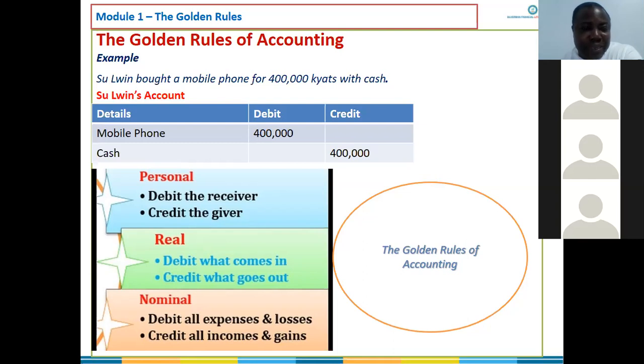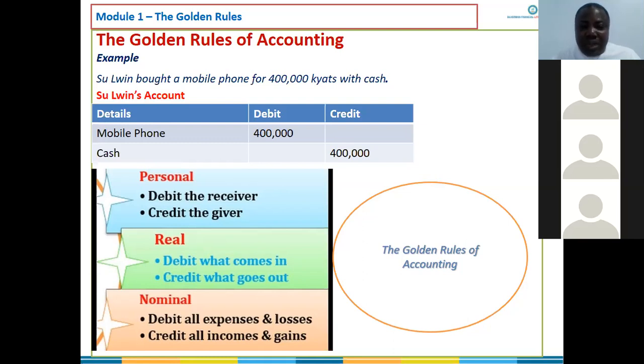For the nominal. No, personal always talks about either a person or an individual or an artificial human being, which may be a company's account. Right. Like my personal spending or company spending, right? Let's say I bought a laptop for 500,000, then the laptop goes in debit, and then I have to take out the cash, right? Yes. So the personal account may be your own account at home or things like that. Okay, that is a personal account.